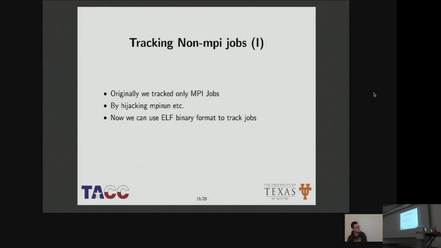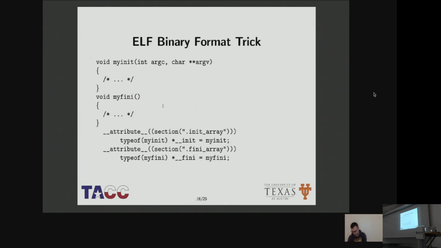So as I said, we originally only tracked MPI jobs by hijacking the MPI run, but now we use an ELF binary format trick to track jobs. Turns out that there are things built into ELF. There's this thing at the bottom where you can say add to the init array or the fini array.